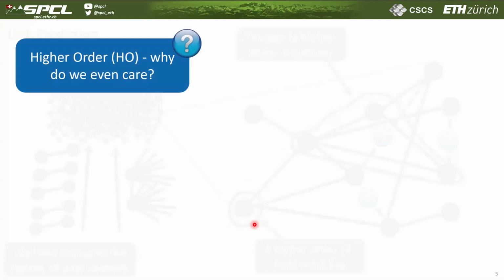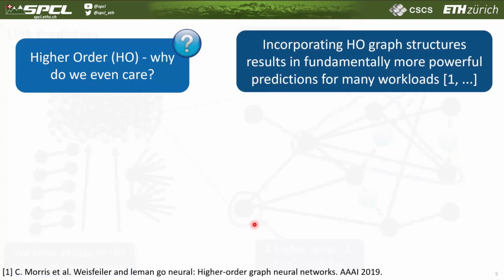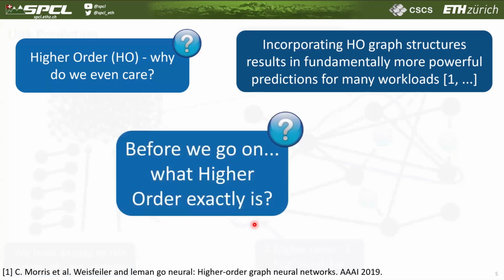So why do we care about this higher order in the first place? There are tons of works showing that harnessing higher order graph structures makes different types of predictions, different types of models more powerful. I'm only showing you one example here from AAAI 2019, but there are a lot of these works that universally show that once we introduce higher order, we have better quality of predictions.